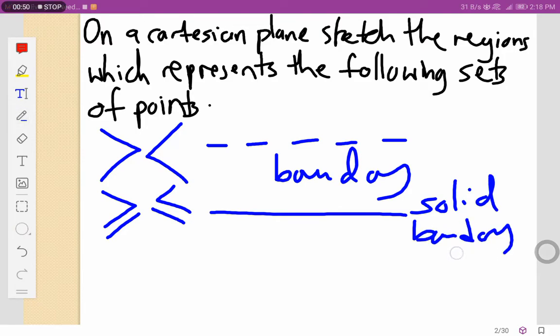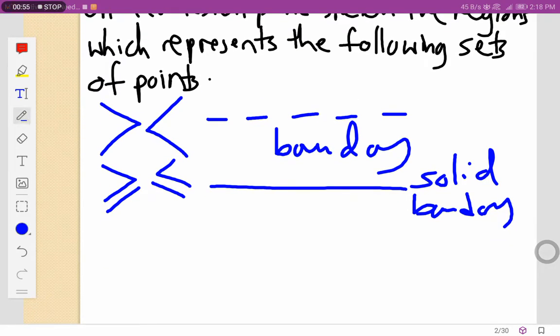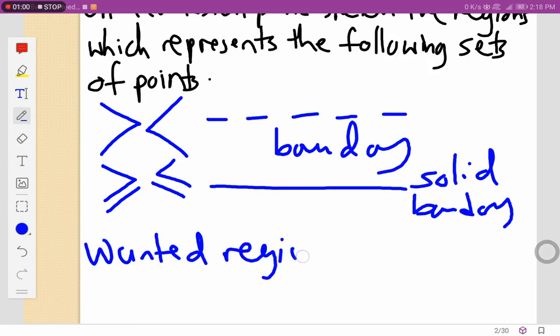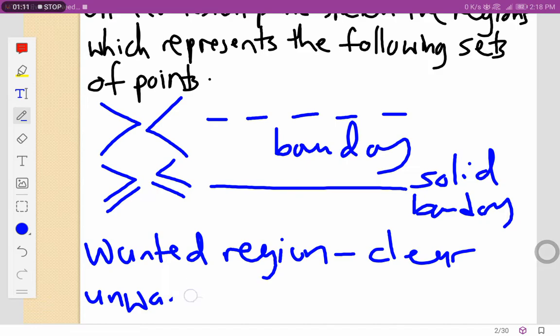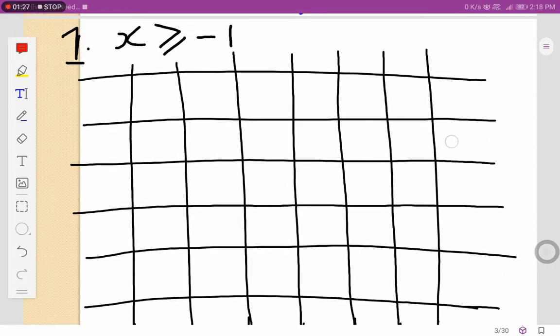Then to represent the wanted region, we will leave it without being shaded. It will be clear. Then the unwanted region will be shaded. Okay, so that's the principle that we are going to be using when we are dealing with the Cartesian plane. Okay, let's have a look at an example.